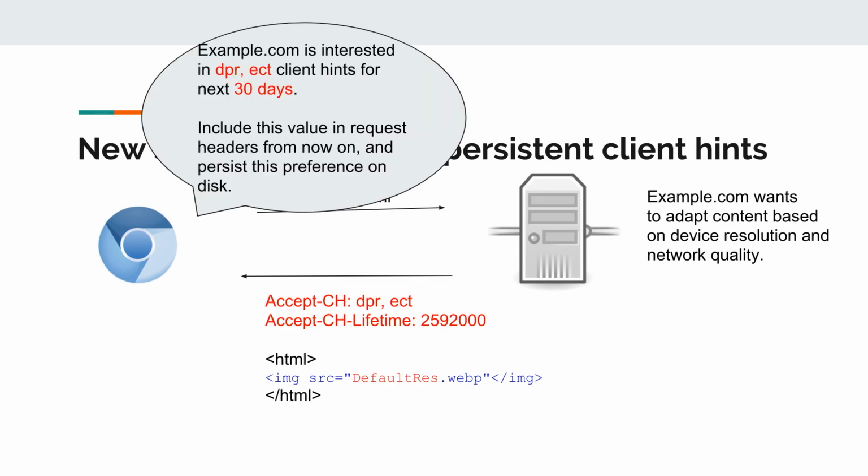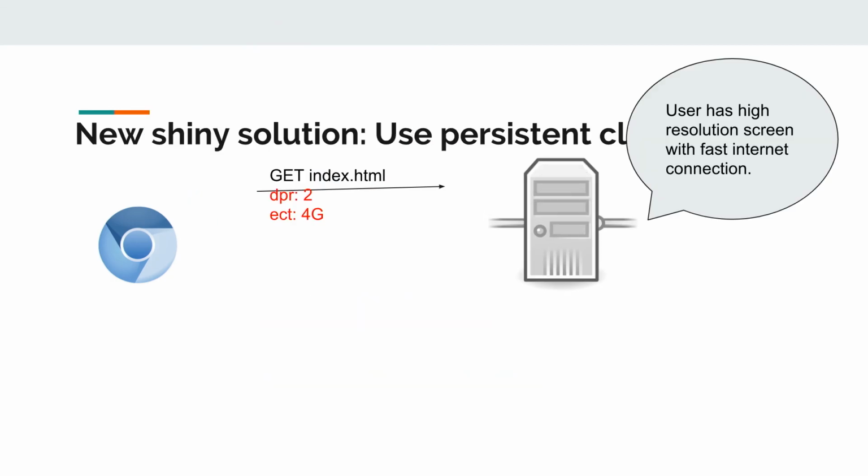So when the browser receives these two headers, it's going to see that this server is interested in these two headers for the next 30 days, which is 25920000 seconds. So it's going to persist that preference on the disk. Next time the user goes to the same origin, the browser is automatically going to attach these two headers with their values, like what was the resolution of the screen and what was the network quality.